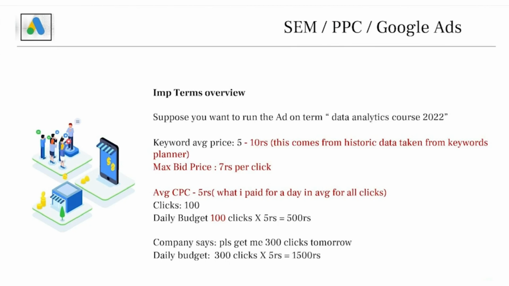But coming back to the terminologies, what we're talking about here is that once I have set my maximum bid price of 7 rupees, then my ad would start showing.